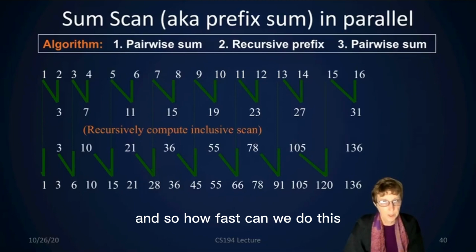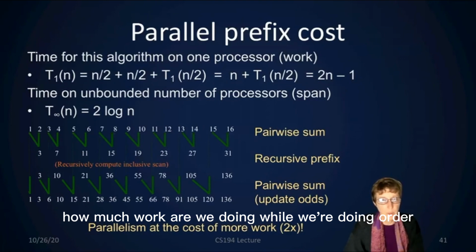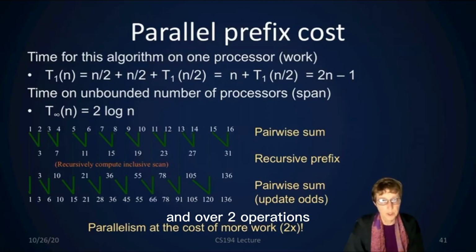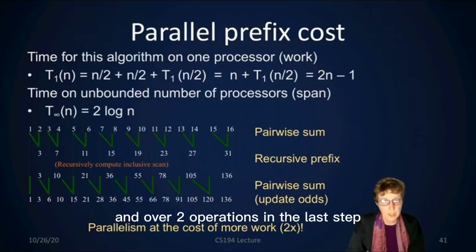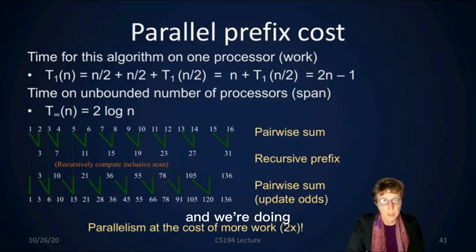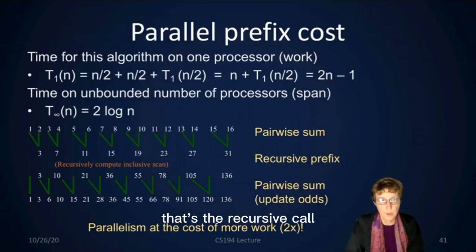And so how fast can we do this? Well, how much work are we doing? We're doing order n/2 operations in the first step and n/2 operations in the last step. And we're doing this serial time, T1 means the serial time, so the time on one processor, T sub 1, for an input of size n. So what's T sub 1 on an input of size n/2? That's the recursive call. And that turns out to be n plus T1 of n/2, which is 2n minus 1.